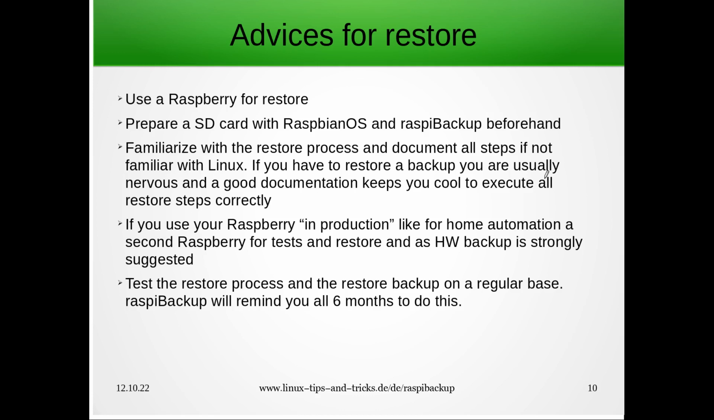In addition, if you use your Raspberry in production, I mean, if you use it for home automation or some other important stuff, then make sure that you have a second Raspberry, because it may happen that the hardware fails, and so you have a backup. And in addition, this second Raspberry can be used to restore a backup, and also can be used to test any updates on your production system.